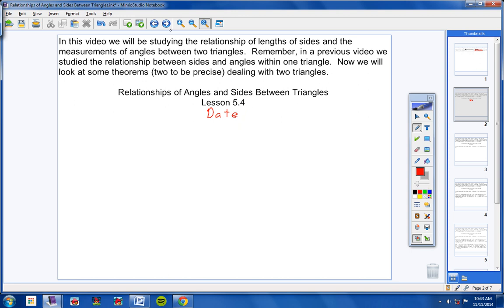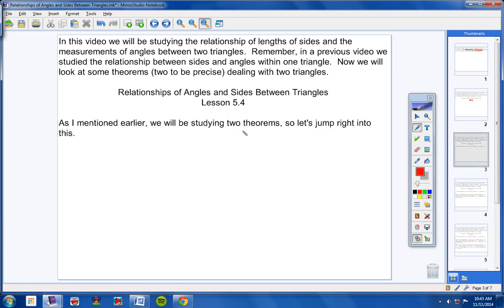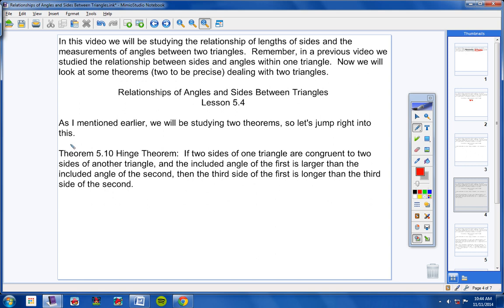And here we go. Now, as I mentioned earlier, we're going to be studying two theorems. So let's jump right into this, okay? Here we go. Copy this down, please. You're responsible for this theorem, so please copy this down. Theorem 5.10, the Hinge theorem.